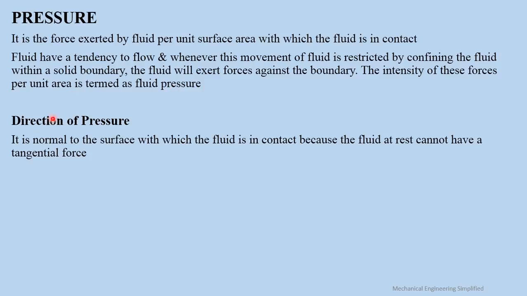Okay, the direction of pressure is normal to the surface with which the fluid is in contact, because a fluid at rest cannot have a tangential force. So the direction of the force or the pressure is normal to the surface with which the fluid is in contact. Because if it is at some angle, then it will have a tangential component, and a fluid at rest cannot have a tangential component, so it must be normal to the surface so that the tangential component is 0. Okay, this is the direction of pressure.